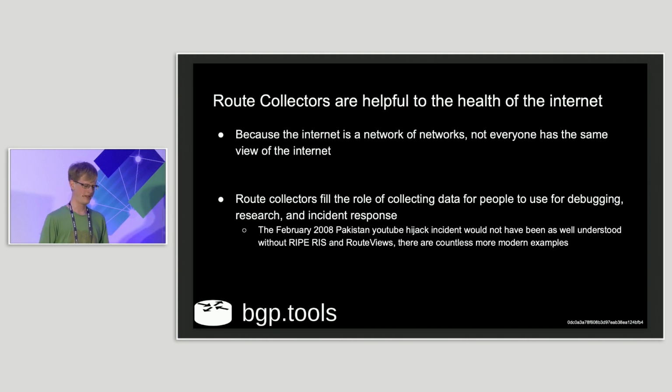For example, the slightly infamous 2008 Pakistan YouTube hijack incident would basically have not been understood at all had there not been RIPE RIS and RouteViews. There are endless modern examples. For example, that time when Amazon's Route 53 DNS was hijacked by some crypto coin people, someone trying to hijack a crypto coin website.